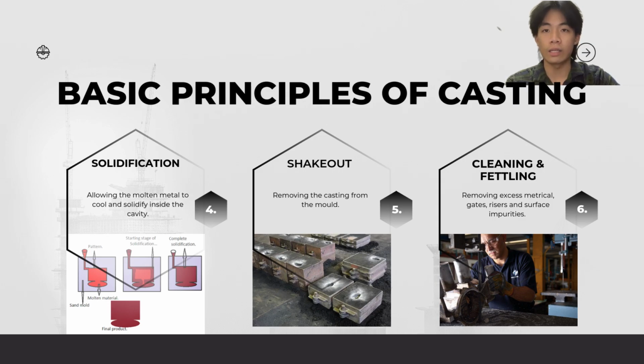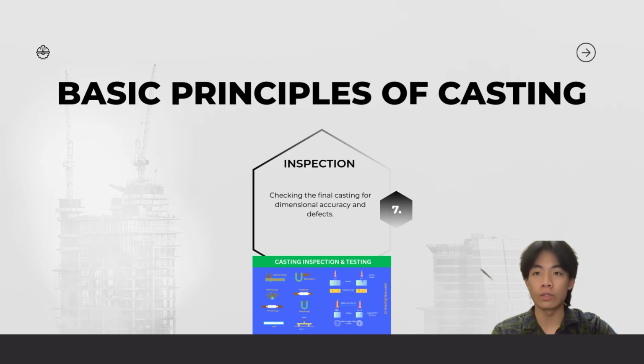And then lastly, cleaning and fettling. It is done to remove excess material, gates, risers, and surface impurities for the final product to look more polished. Lastly is inspection. It is also very straightforward. It's just the process of checking the final casting for dimensional accuracy and defects.